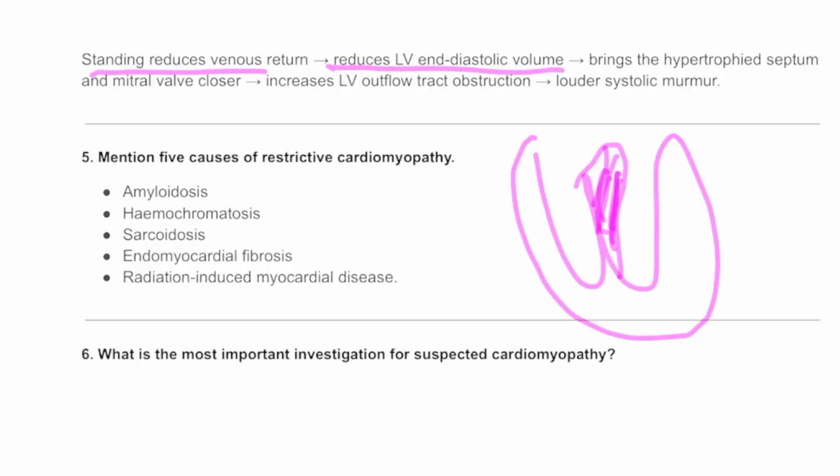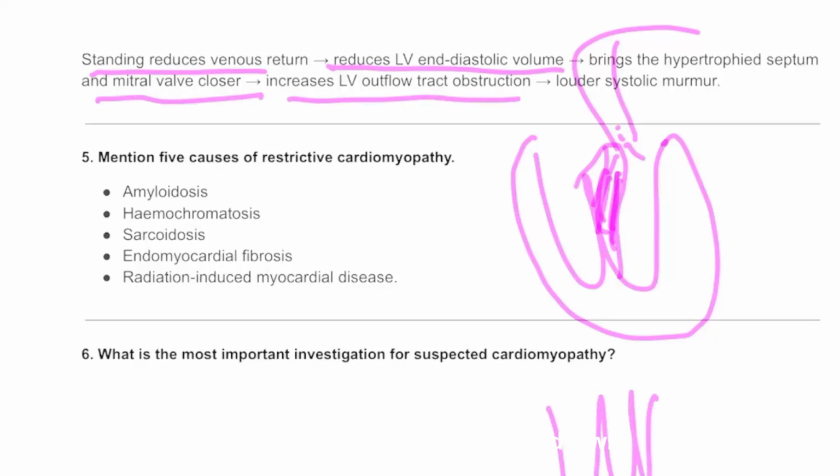So when the volume decreases, this brings the hypertrophied septum and mitral valve closer. So this produces an increase in the LV outflow tract obstruction. So that is the answer. And the intensity of the murmur increases on standing and decreases on squatting. Remember this point.